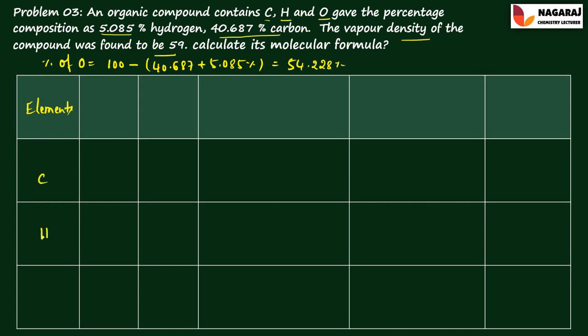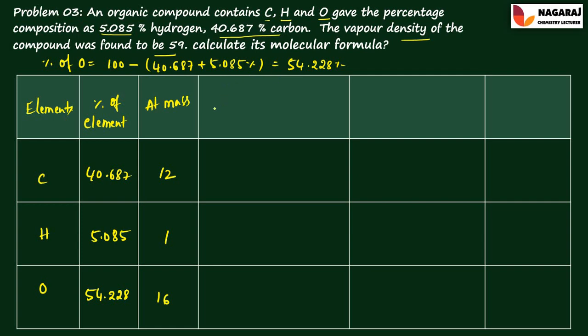So the elements are carbon, hydrogen and oxygen, and the percentage of each element is: carbon 40.687%, hydrogen 5.085%, and oxygen 54.228%. The atomic mass of the elements: for carbon the atomic mass is 12, for hydrogen it is 1, and for oxygen it is 16.